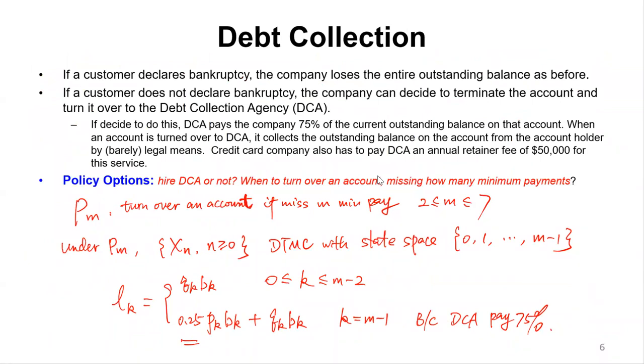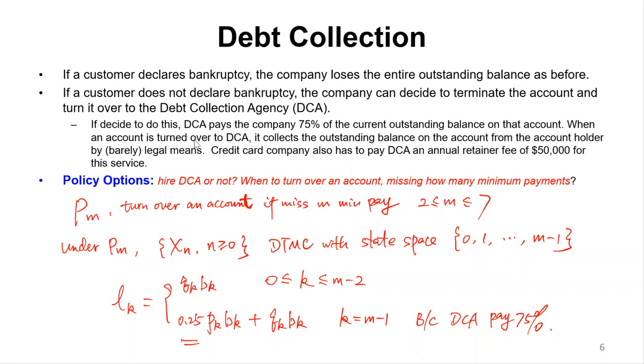Now, if there's a debt collection agency the company can use, then there is a different scenario. If the customer declares bankruptcy, the company loses the entire outstanding balance as before. But if the customer does not declare bankruptcy, the company can decide to terminate the account and turn it over to the debt collection agency. If it decides to do this, the debt collection agency pays the company 75% immediately of the current outstanding balance on that account.